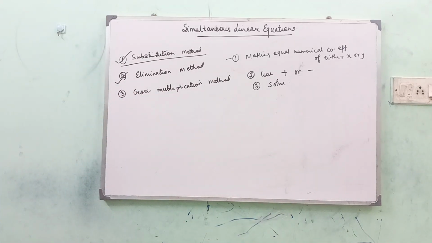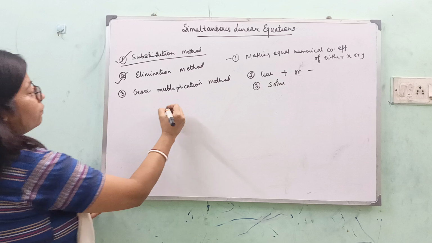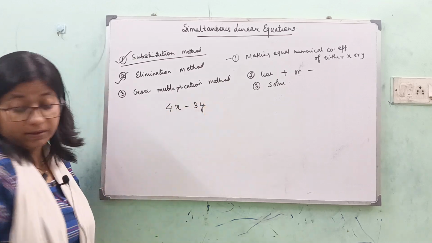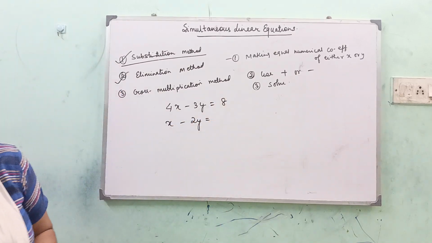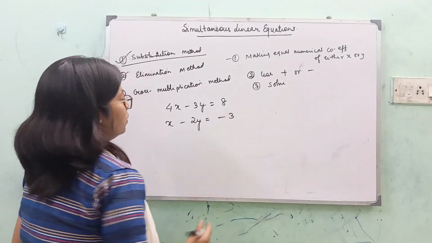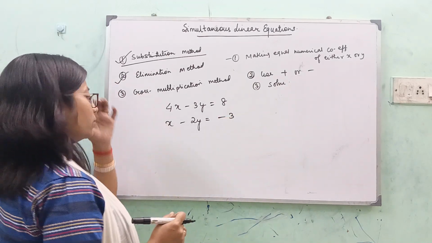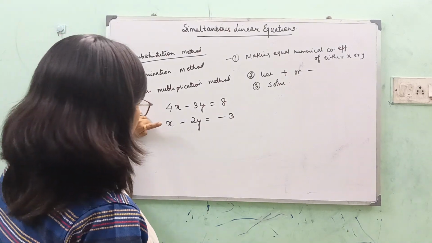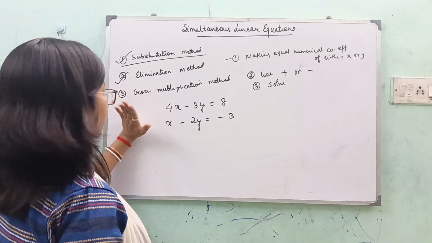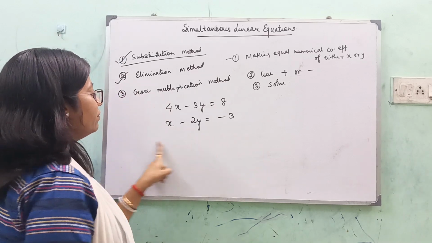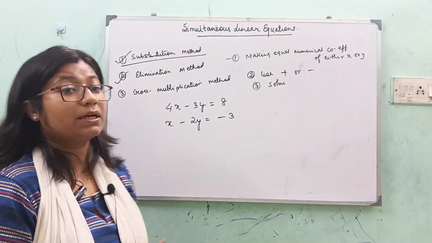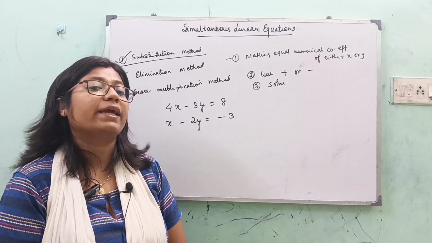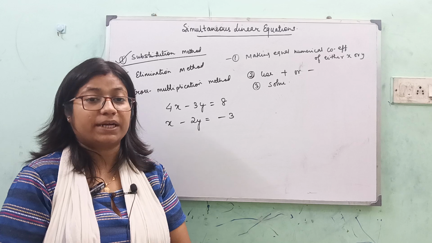Say for an example, 4x minus 3y equals 8 and x minus 2y equals minus 3. Alright. So here, to make the x having the same number in front of them, what we can do is multiply the second equation with a 4, and then subtract it. Why? Because both of them are having plus signs. If I add, the x will not get removed. So you have to subtract it.